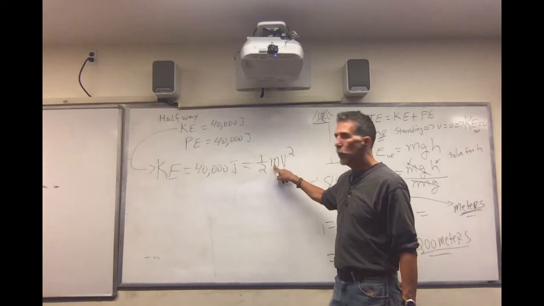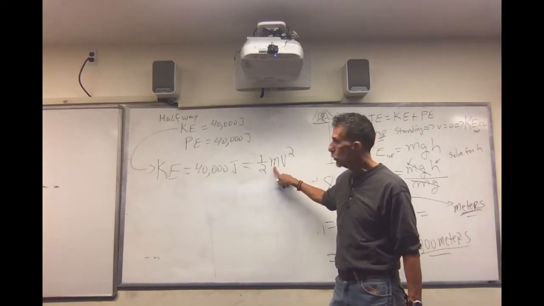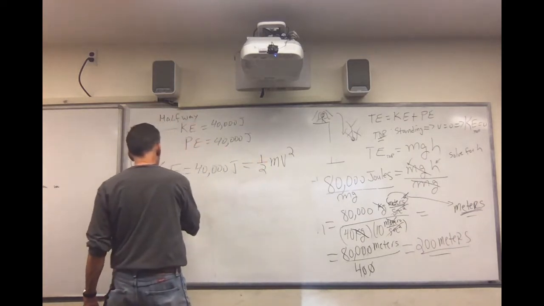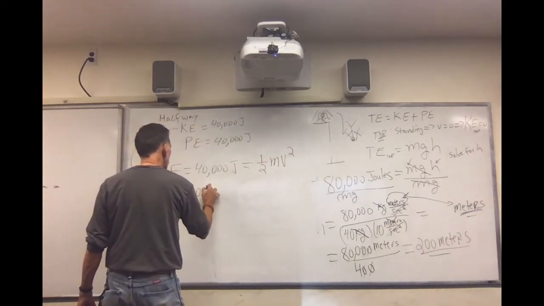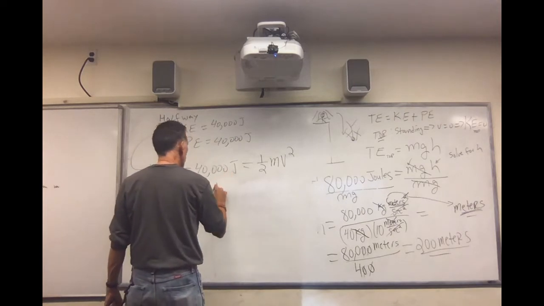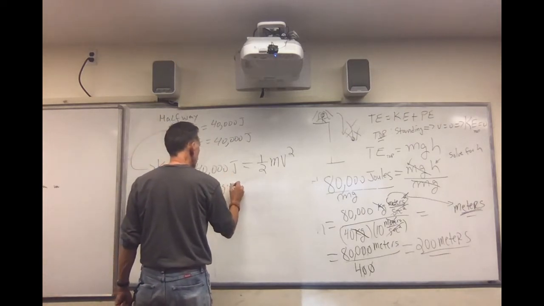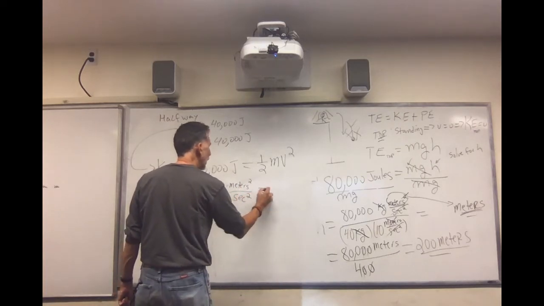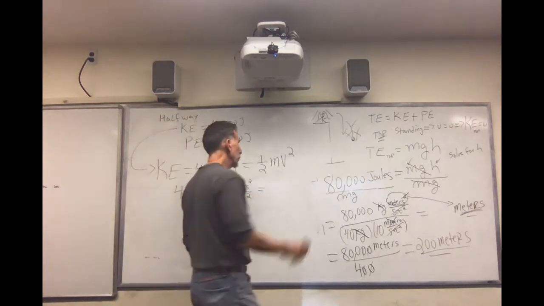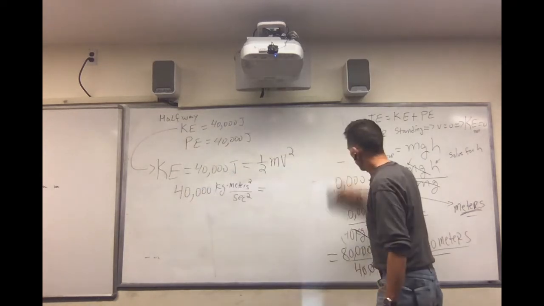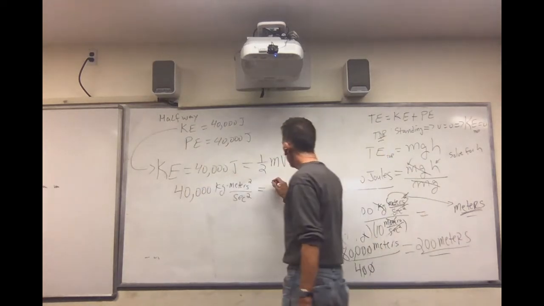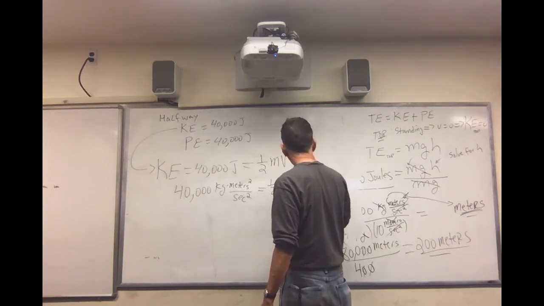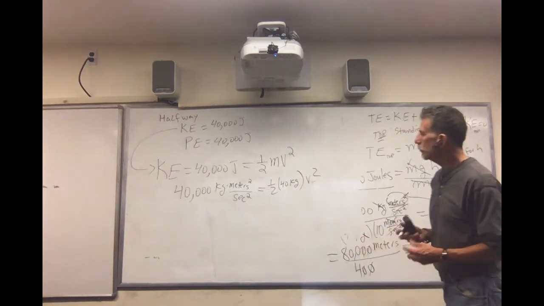We know 40,000. We know a half. We know m. Remember, m was 40 kilograms. Sorry, 40,000 joules. What's a joule? Kilogram meters squared per second squared equals... Okay, follow with me. 1/2. What was m? m was 40 kilograms times V squared. We okay?